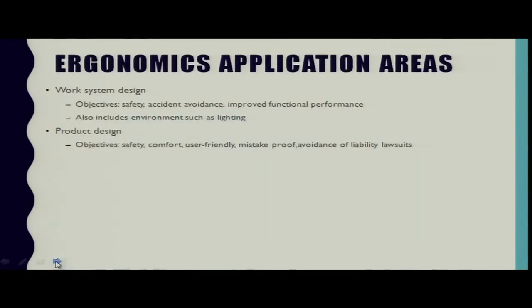So basically, as a whole, if we could define the possible ergonomic application areas, there are two areas: first is work system design and second is product design. In work system design, the main part concerns industrial work, in which we have to take care of safety, accident avoidance, and improved functional performance. In product design, we have to make a product taking care of a particular objective, that is, we have to make the product user friendly. So in a nutshell, we can divide this application area as work system design and product design.